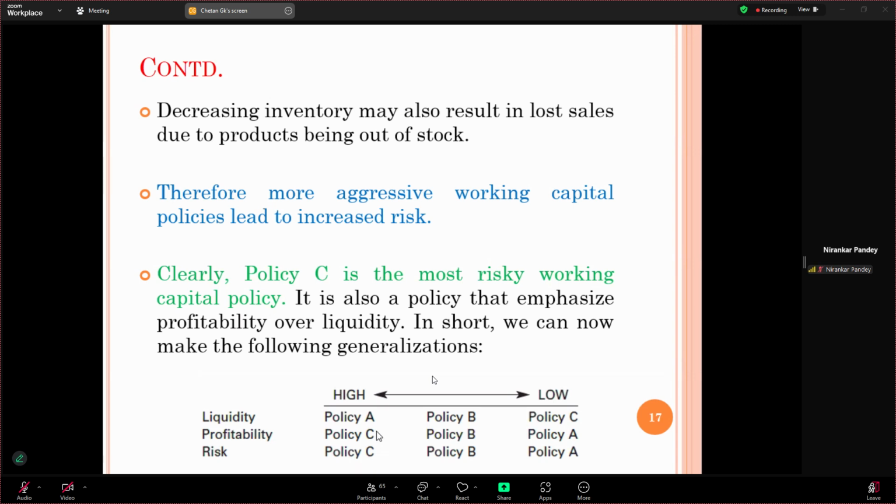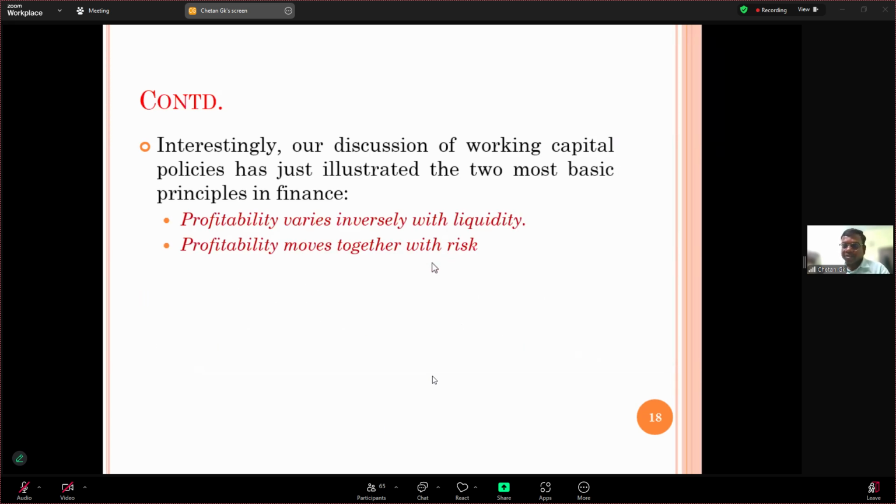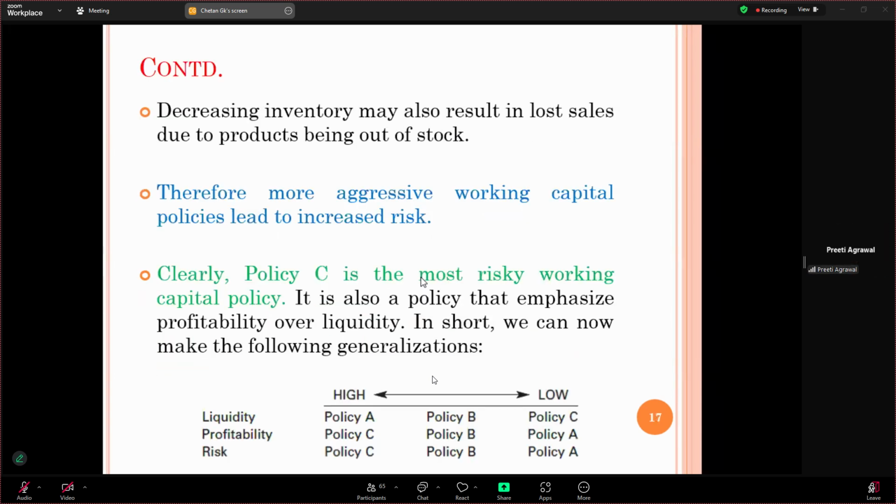So profitability is also high in policy C, right? That is the reason it has been said that profitability moves together with the risk. When you take a risk, there is high profit, in other words. Sir, can you please go to the previous slide once? Here it is fine, but what about policy A?